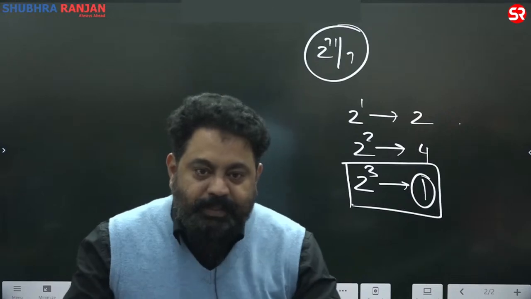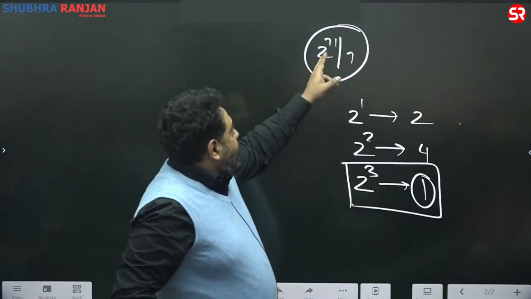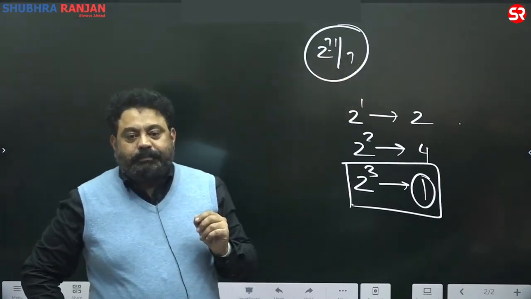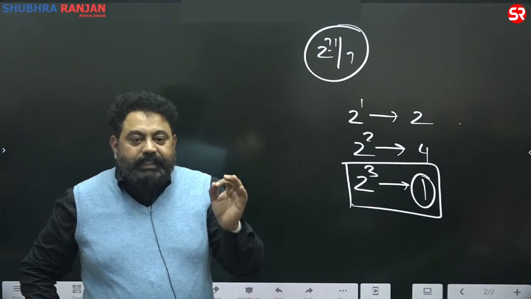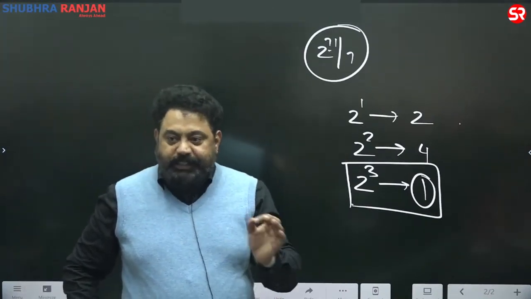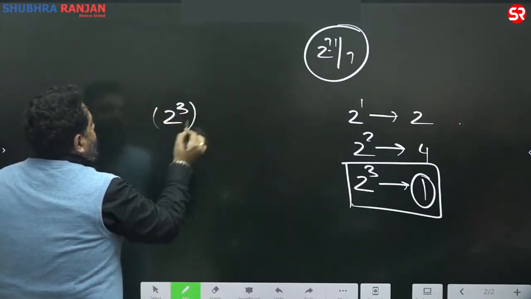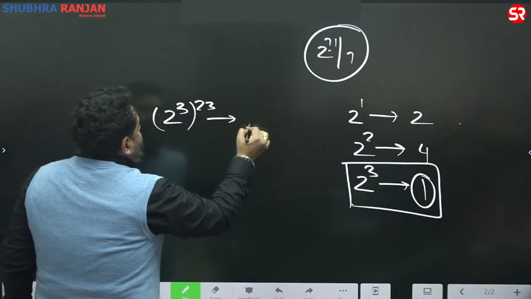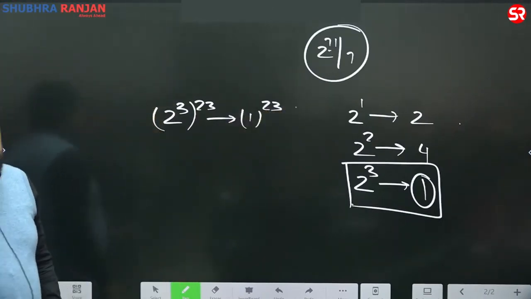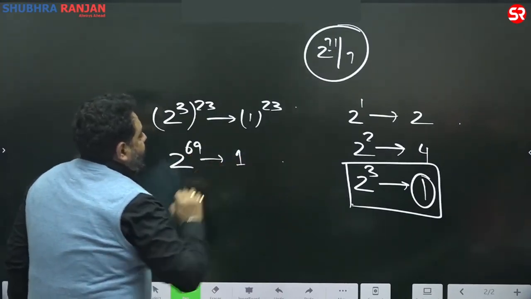Now, 2 to the power 3 is 1 remainder. What is a multiple of 3 less than 71? Multiple of 3 less than 71. Come on. 69. Right? Can I write this as 2 to the power 3 raised to the power 23, which would also give you 1 to the power 23? Is it okay? Which means 2 to the power 69 also gives you 1 when divided by 7.